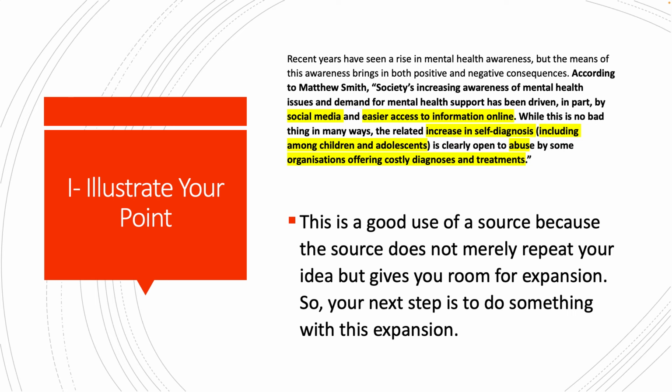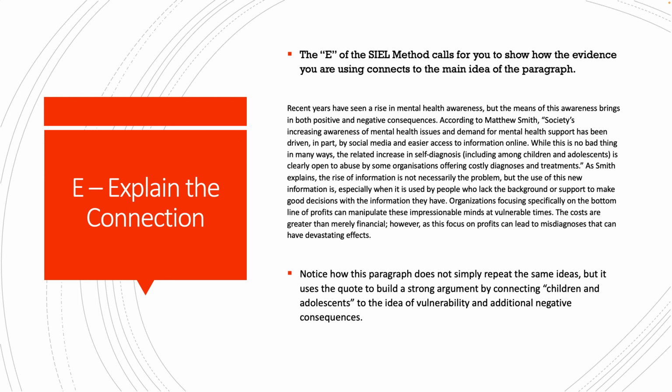So the next step is for you to do something with your expansion. So if the S is to state your argument, the I is illustrated with a quote or paraphrase, the E is going to be explain the connection. So the E of the SEAL method calls for you to show how the evidence you're using connects to the main idea of the paragraph.